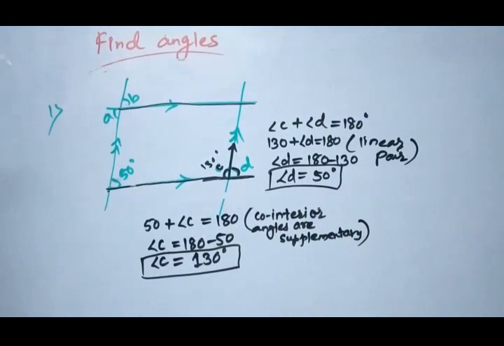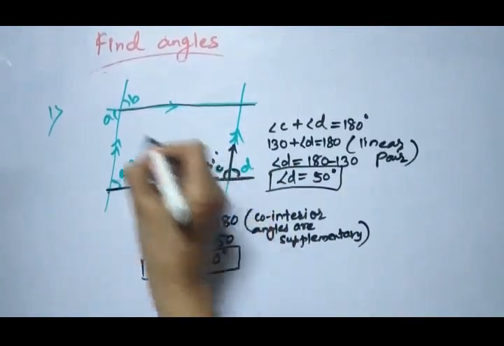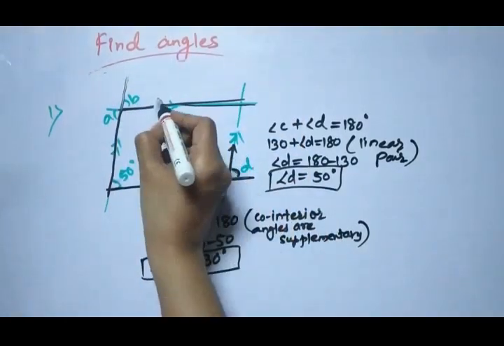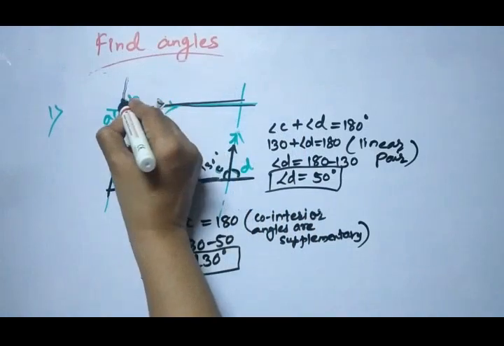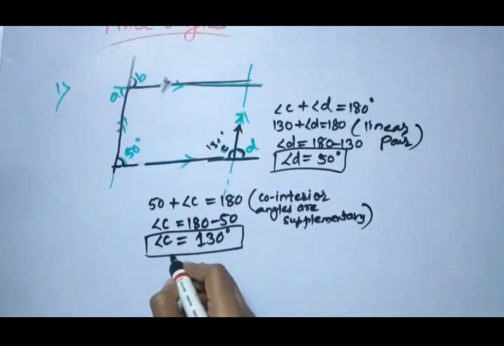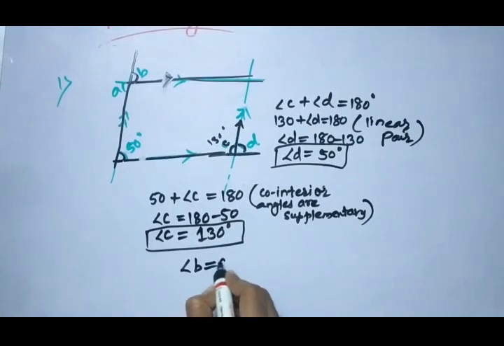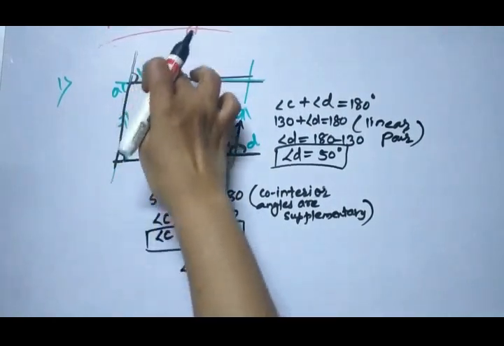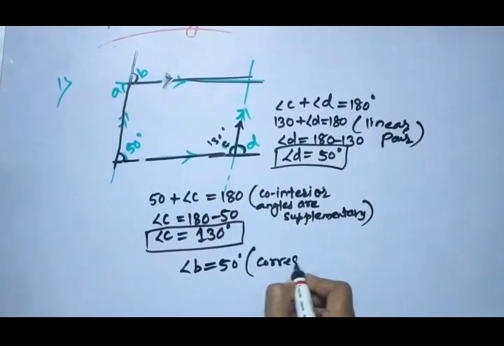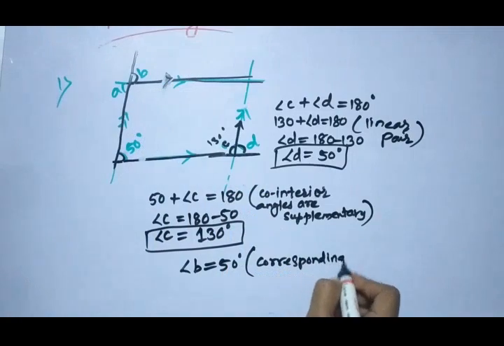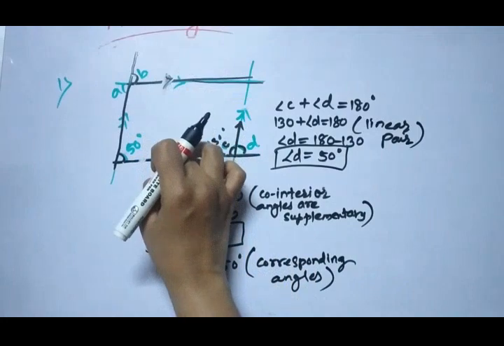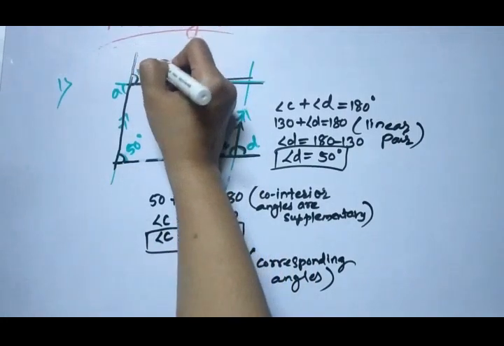So now friends, observe carefully. These are the parallel lines and consider this one to act as a transversal now. So angle B and this angle are corresponding angles, in the same positions. So you can write down here angle B is equal to 50 degrees. These are corresponding angles, and corresponding angles' measures are equal. So angle B is 50 degrees.